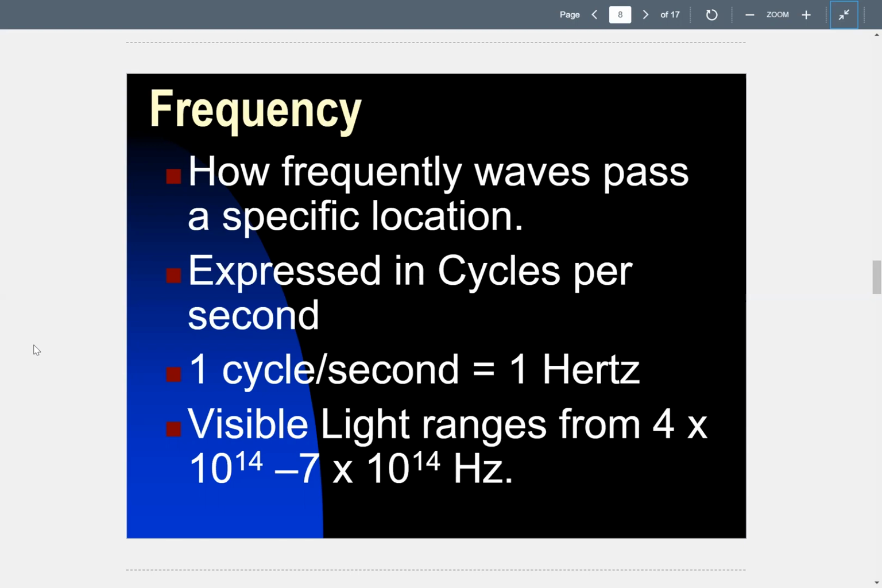So visible light, frequency is going to be the energy that's in the light. And so why is frequency and energy so closely related? Well, think about a sledgehammer versus a jackhammer. You're still putting energy into whatever you're hitting with either of those devices.